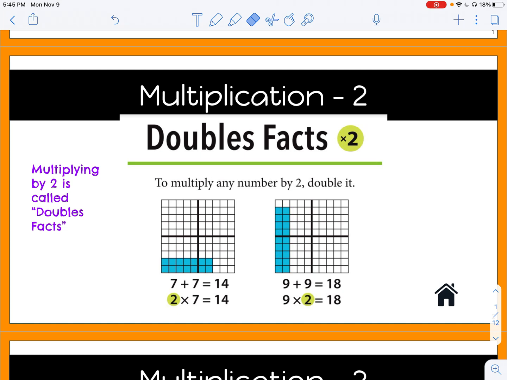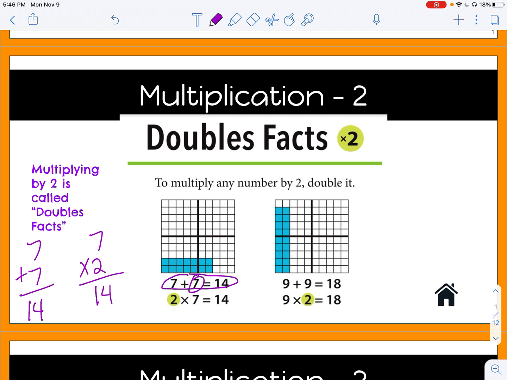So to get started, let's talk about multiplying by 2. When you multiply by 2, you're just doubling the number. You've been doing addition for a very long time, and you know, for example, 7 plus 7. Well, 7 plus 7 equals 14, which is the same as 2 times 7, or 7 times 2, because you're doing two groups of 7. So you're just doubling that number. All I did is take my 7 and double it to get to 14.